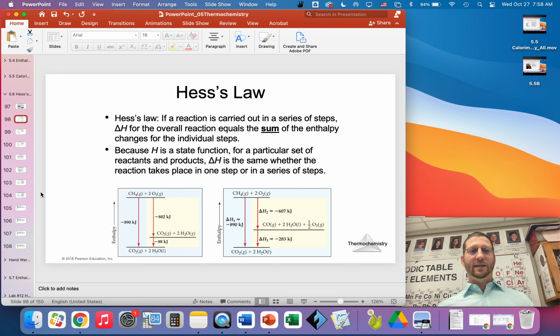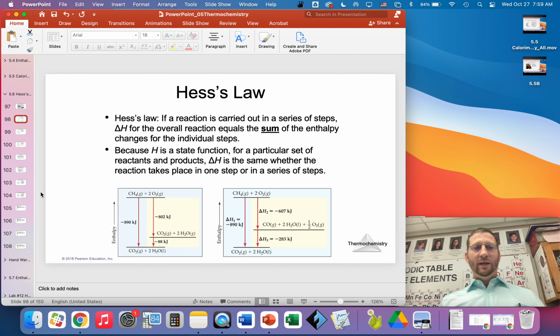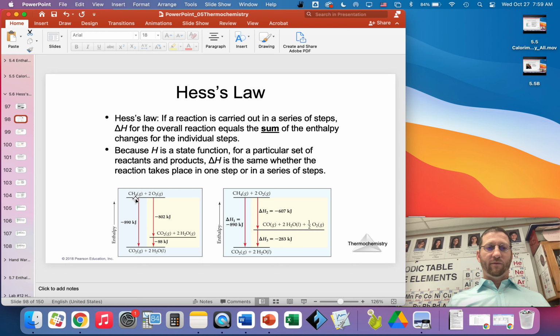So the key behind Hess's law is that if a reaction could be carried out in multiple steps, the overall reaction is equal to the sum of the enthalpy changes for the individual steps. And the whole reason for this, even though state functions and path functions might be beyond the scope of the AP exam, I like to introduce that because delta H is a state function. It doesn't matter if we go from this top reaction down to this reaction in one step, or if we do it in two steps.